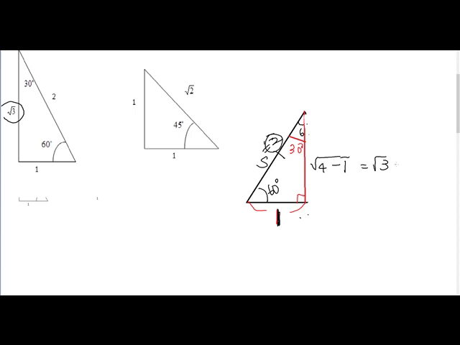Now the square root of 3 is about 1.7, so the side opposite 60 degrees is longer than the side opposite 30 degrees. So the side opposite 30 is always 1, and the side opposite 60 is the square root of 3. The hypotenuse, opposite the 90 degree angle, is 2, the longest side. So the sides are 1, square root of 3, and 2.